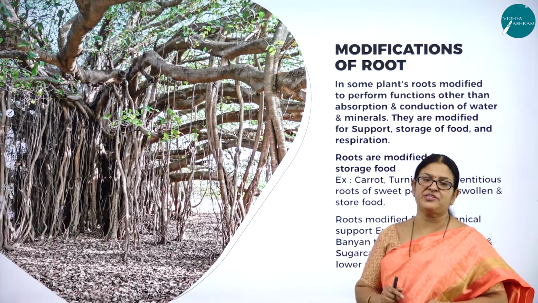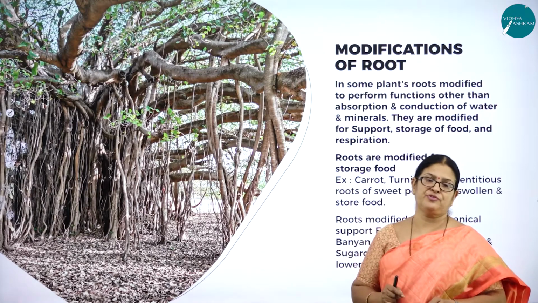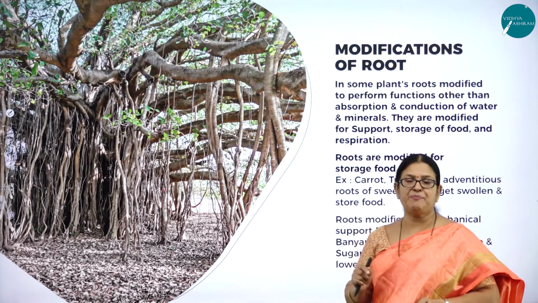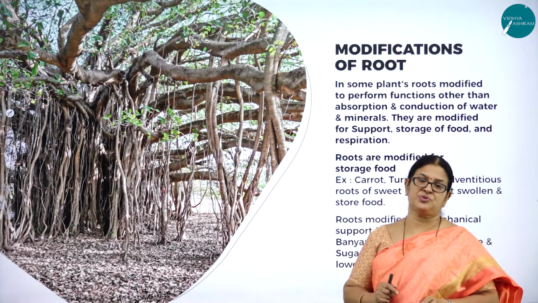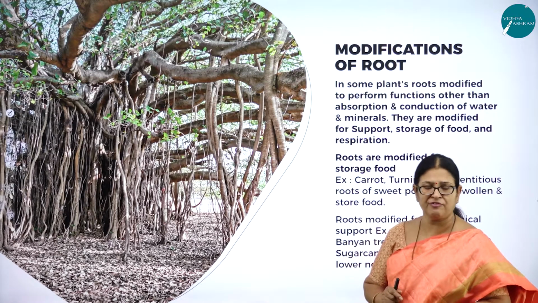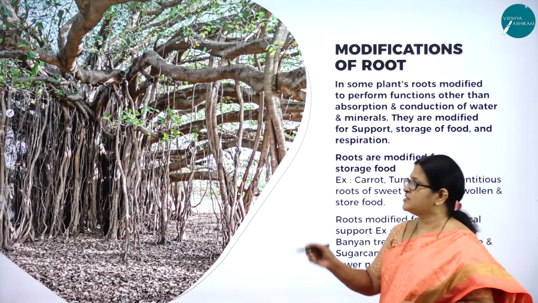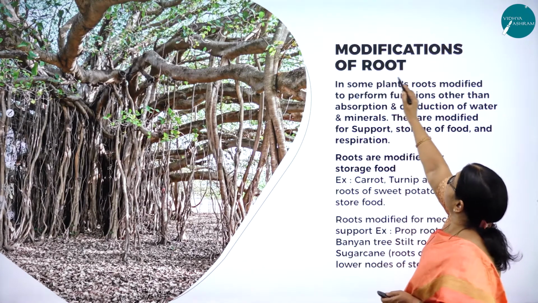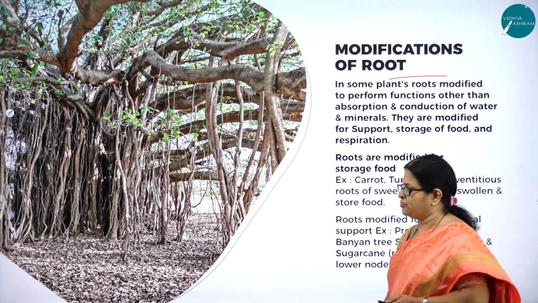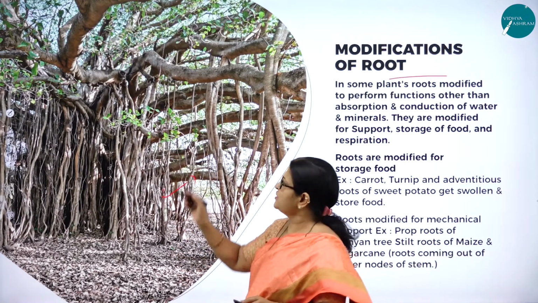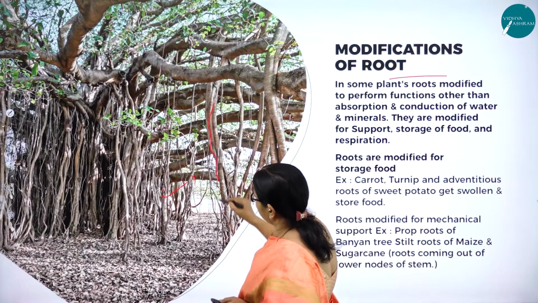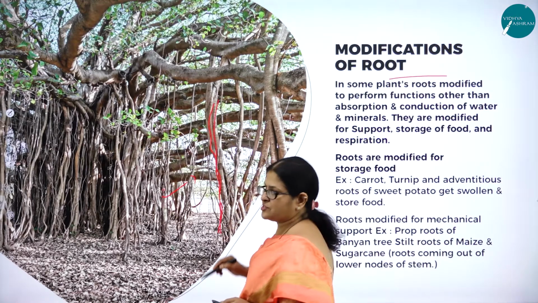Hope you remember we studied about the 4 types of root system, that is the taproot system, the fibrous root system, the adventitious root system, and the modifications of root system. In today's session, we are going to study about the modifications of root. Here you can see the beautiful picture of a banyan tree. What do you see? You can see the roots being grown from the branches. What do you call it?